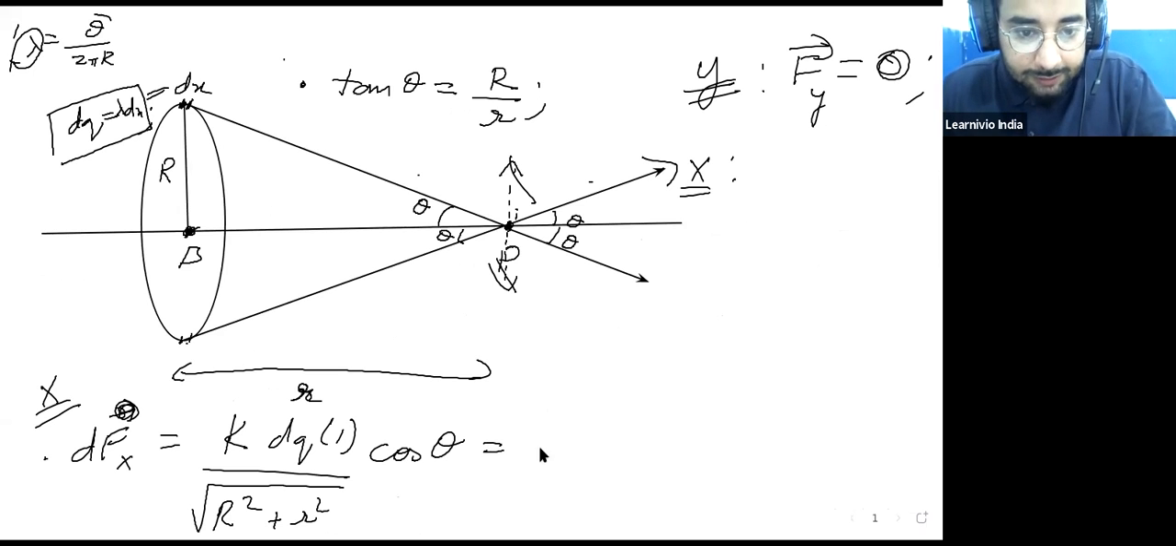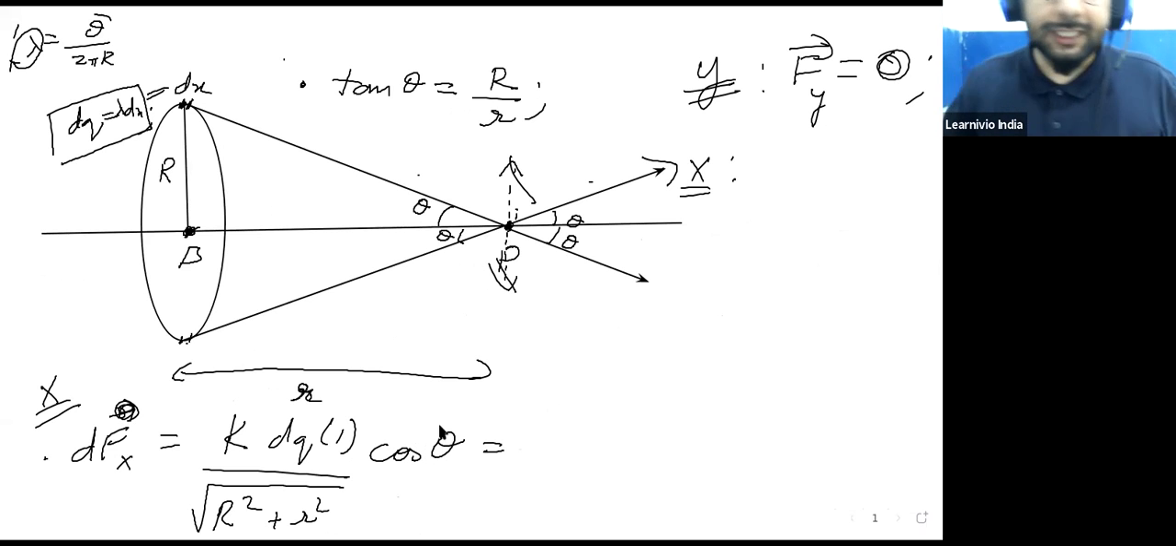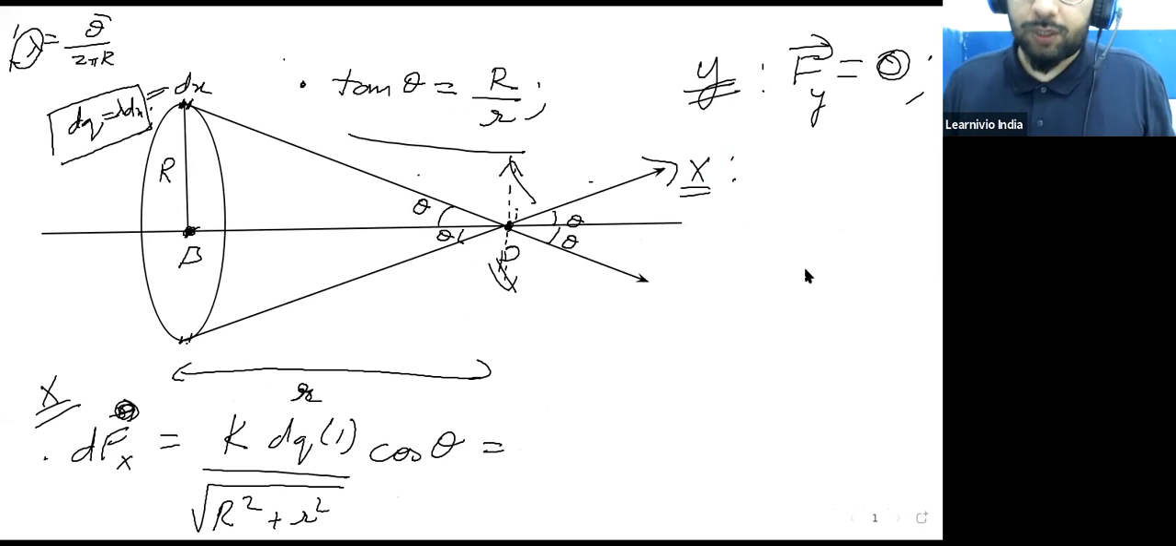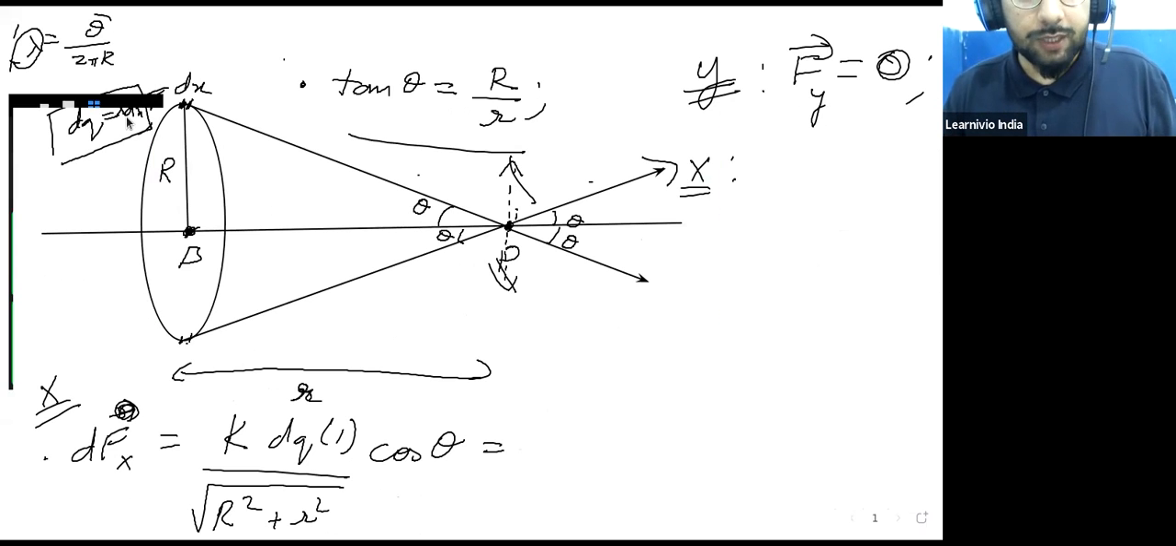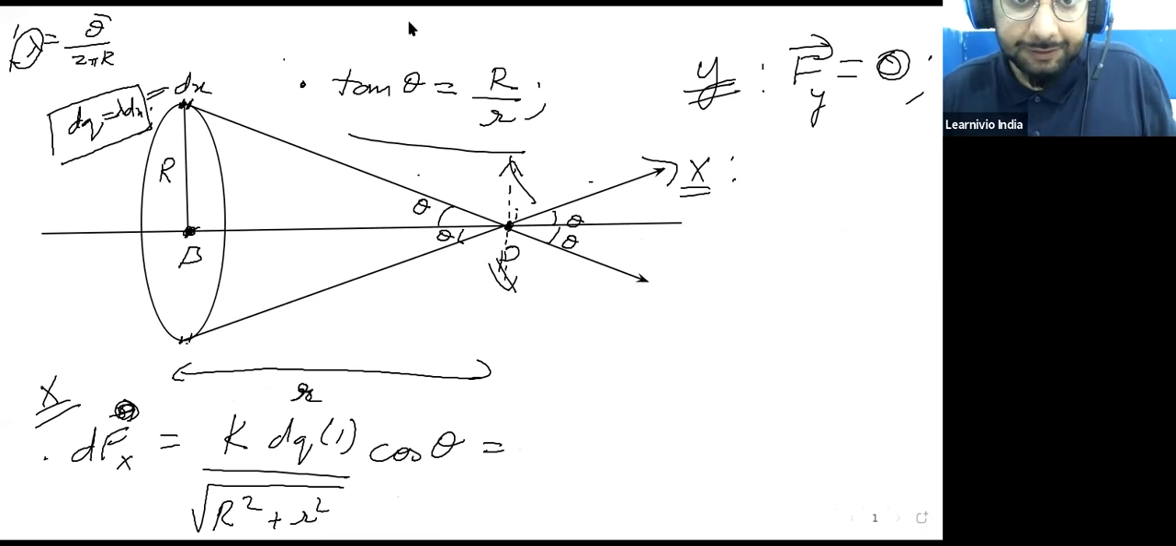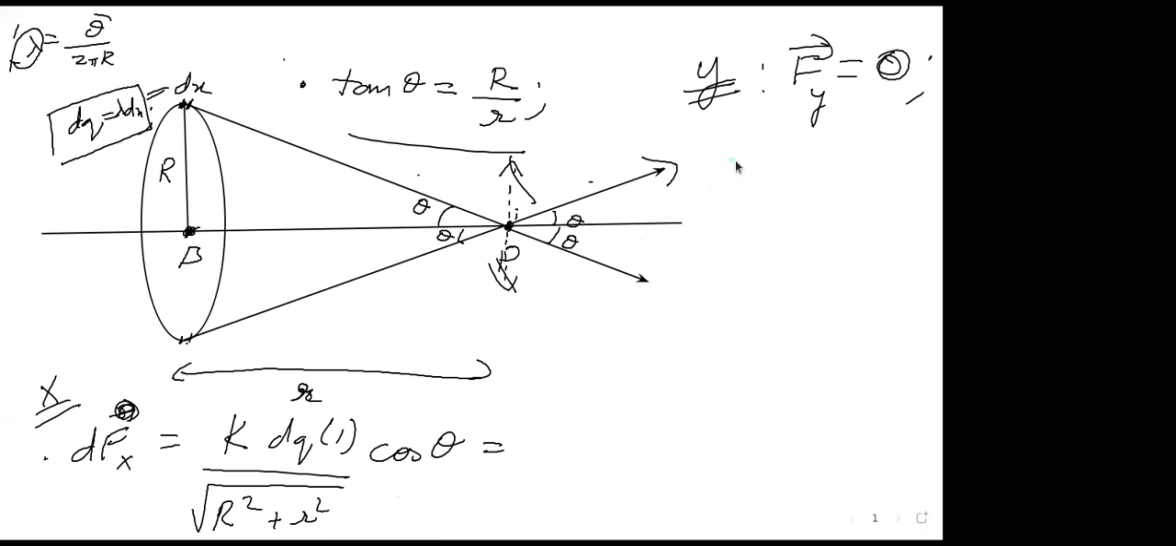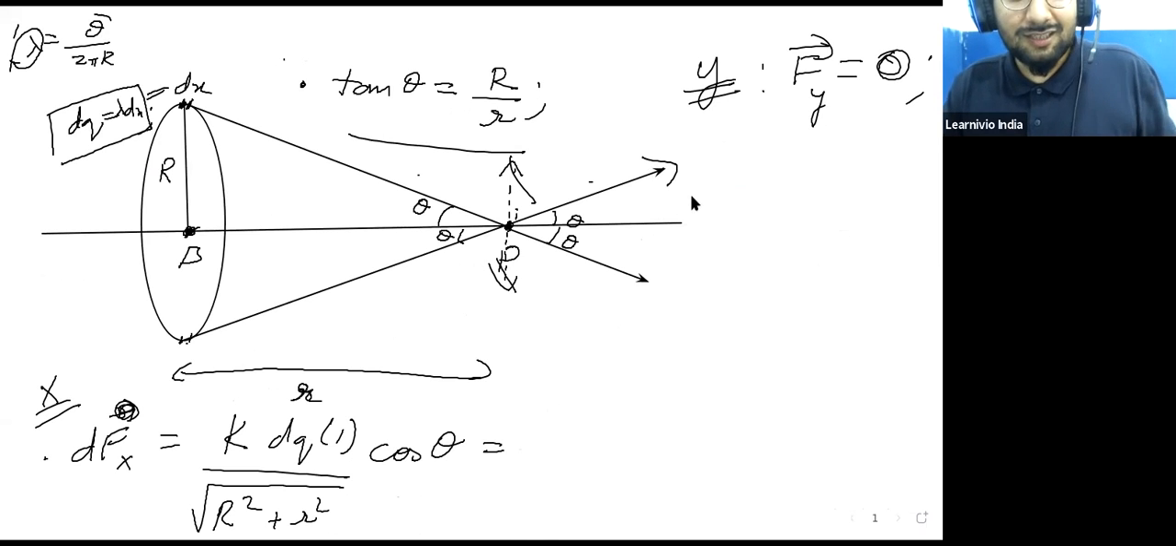Okay, so let's substitute the values. Now you have cos theta. You know tan theta is capital R over small r, but what is cos theta? Well, you know how to convert tan theta into cos theta, right? Just square both sides and add 1. That is all you need.